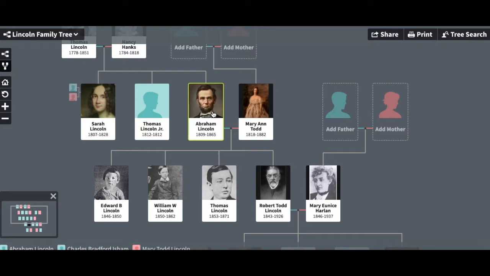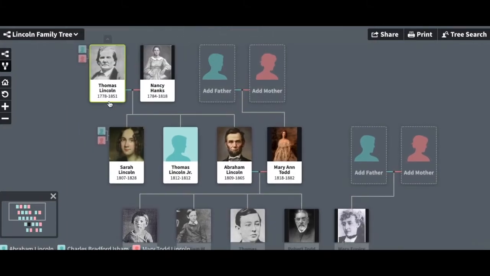Anyway, getting back to the president, Abraham was the second of 3 children born to Thomas Lincoln, 1778 to 1851, and Nancy Hanks. As I said, I'm just focusing on the Lincoln paternal line for now. I will definitely address the family of Nancy Hanks in the near future. Anyway, Thomas and Nancy Hanks had 3 children.